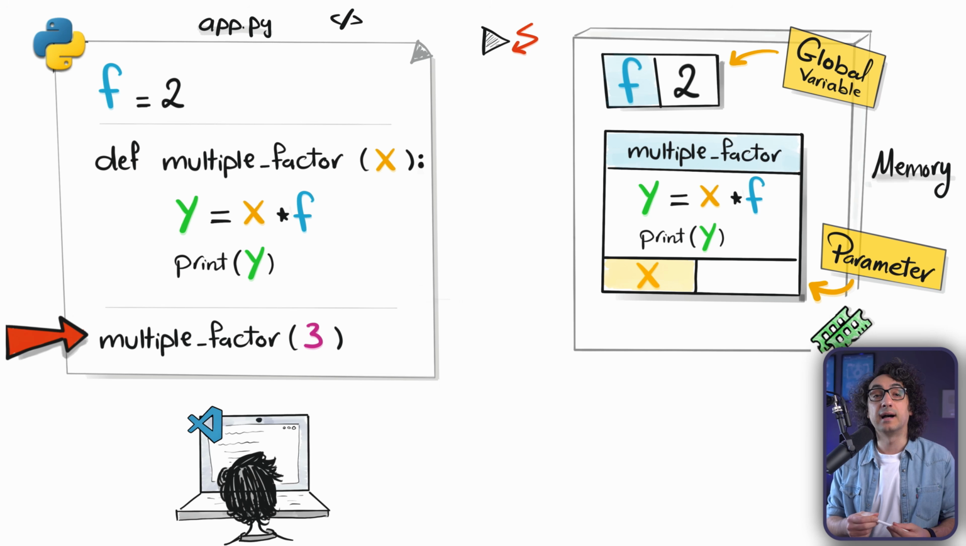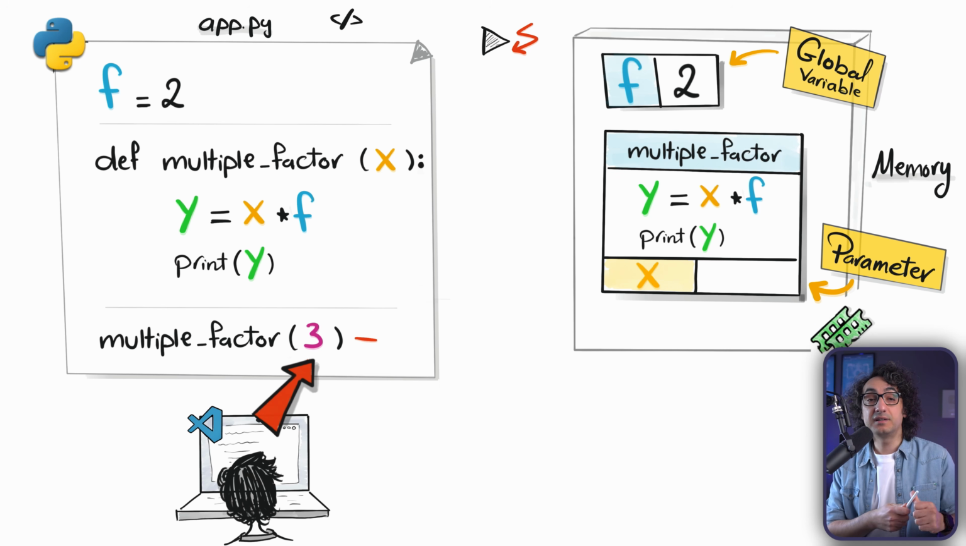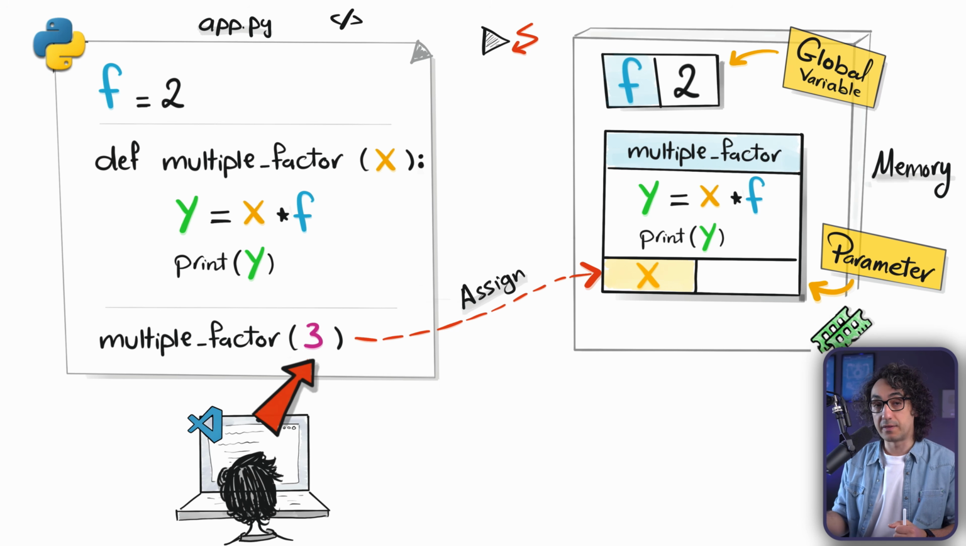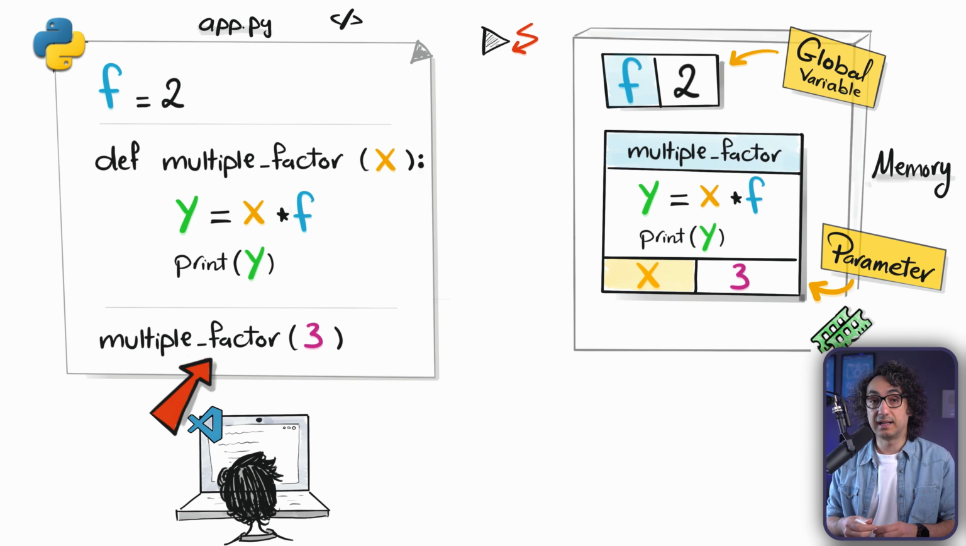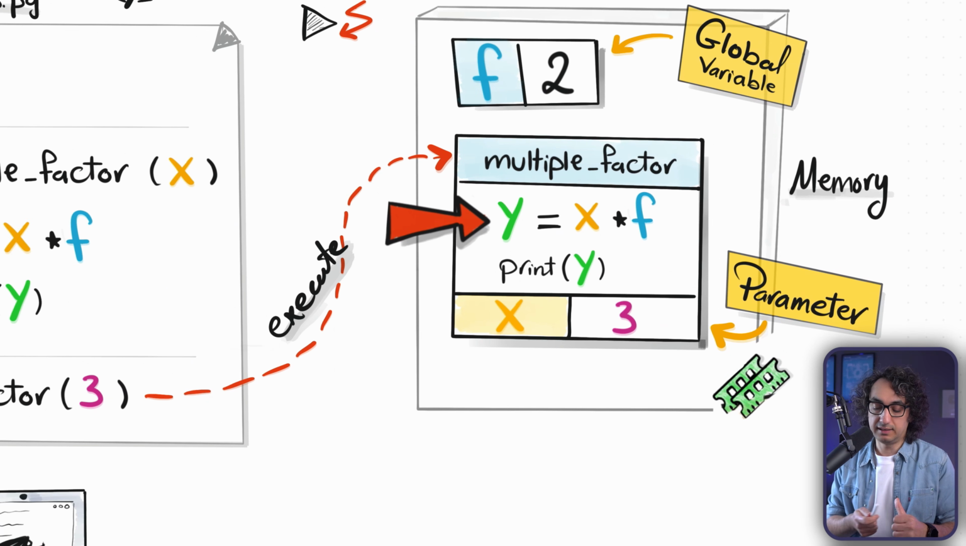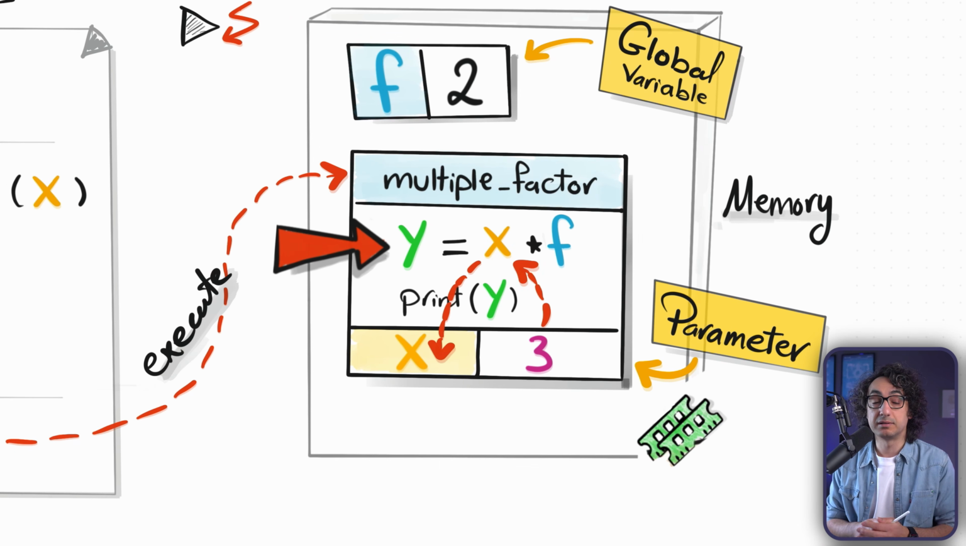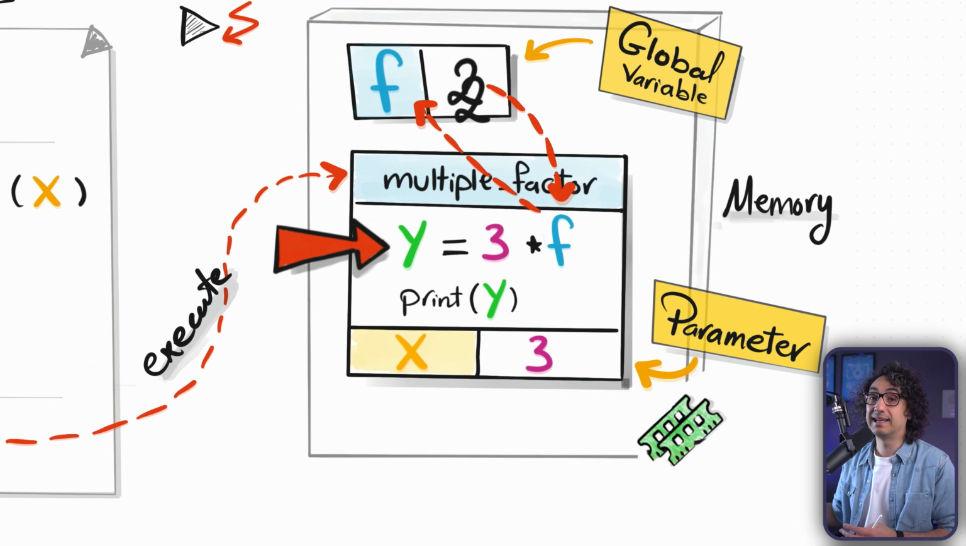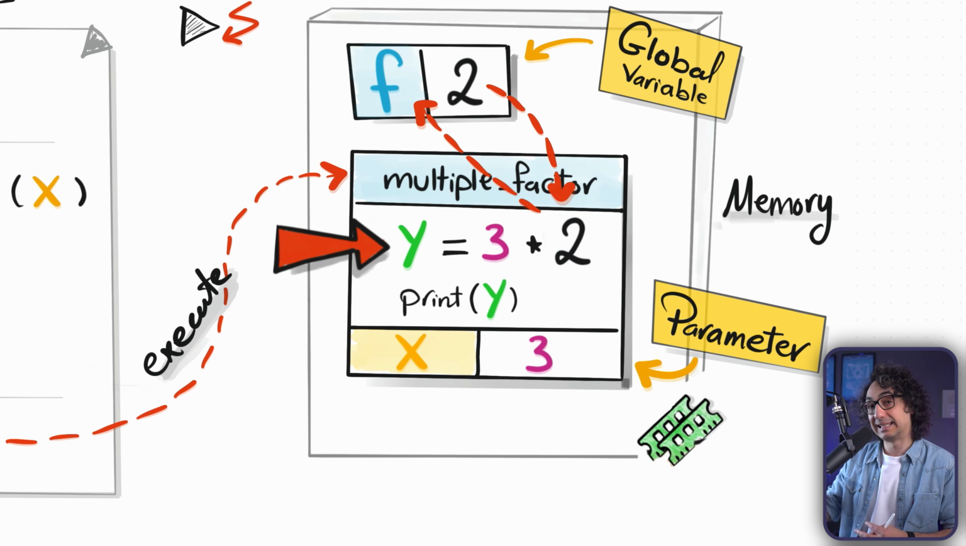So now what's going to happen first, Python is going to take the argument value, the 3, and assign it to the parameter. Now Python knows its value, x is equal to 3, and then it's going to go to the next step and start executing the body. So now the next step is going to see the y and the calculation. First it's going to execute the right side, so it's going to get the value of the x. In this example it's the 3, and then it needs the value of the f. So it's going to access the global variable and get the 2.